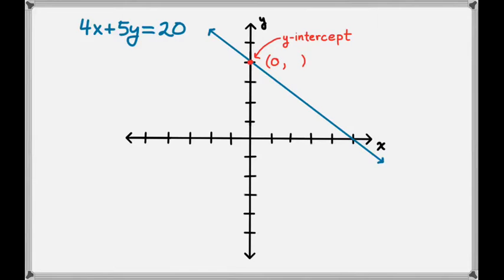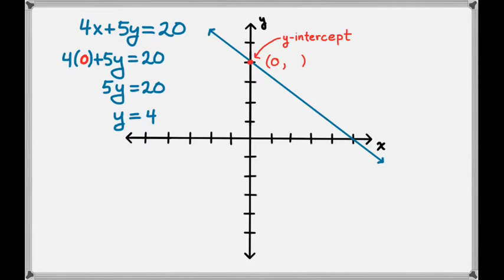Notice that this point will always have the x value of 0. And we can get the y value by plugging in x equals 0 into our equation. So we'll put in 0 for x, we'll have plus 5y equals 20. 4 times 0 is 0, so we'll just have 5y equals 20. When we divide both sides by 5, we'll get y equals 4. So the y value of the y-intercept is 4. So this point, 0, 4, is what is known as the y-intercept.